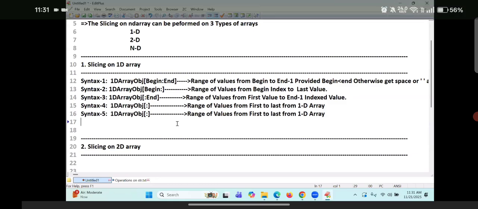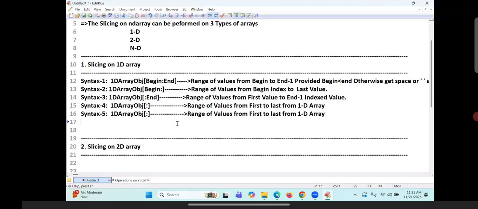Colon. What does colon mean? No beginning, no ending, no step. No beginning means first. No ending means last. No step means 1. It is coming in which direction? Forward direction, all values. No beginning, no ending, step is minus 1. Which direction? Backward direction. You know this?